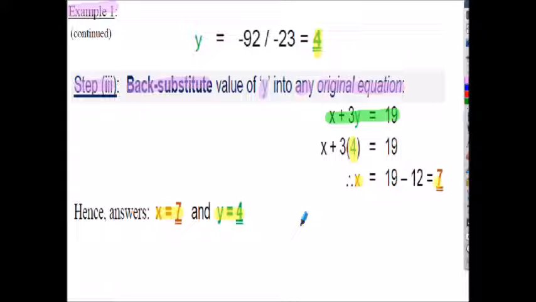And you can always check those by putting those numbers back into the original equations and seeing if the left hand side equals the right hand side. So that's the first illustration of using elimination.